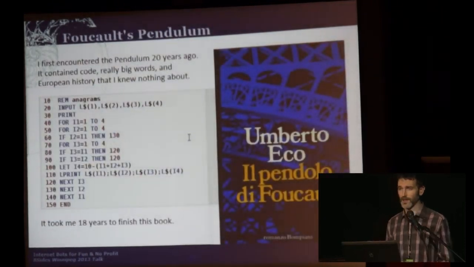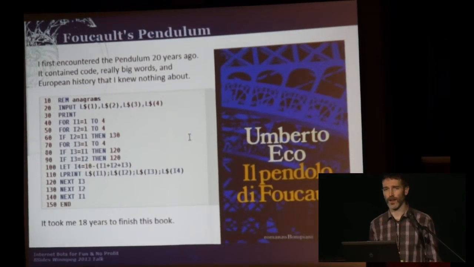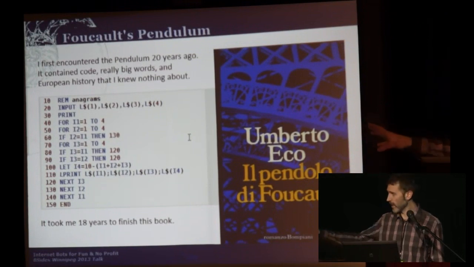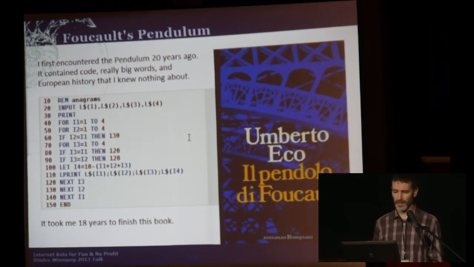Our story starts about 20 years ago. I was in either junior high or high school, and a friend of mine, Sam, gave me a book called Foucault's Pendulum. It was originally written in Italian by a guy named Umberto Eco. It intrigued me because there was actual code in it. This is one of the programs that was in the book. It's a basic program for creating anagrams.